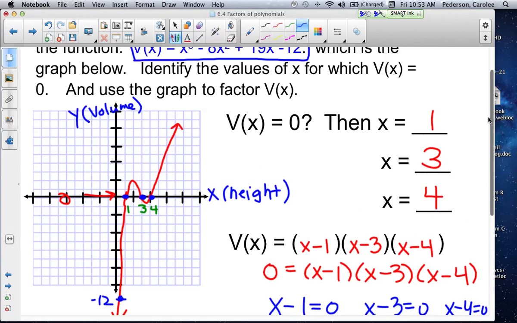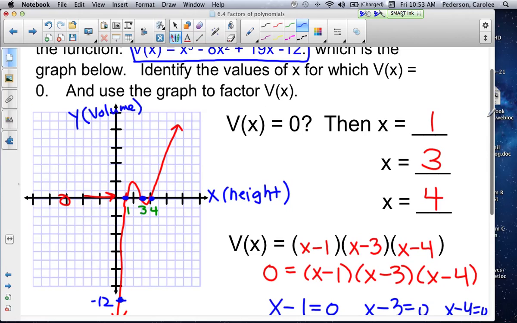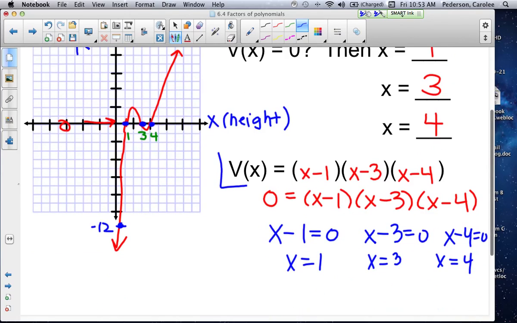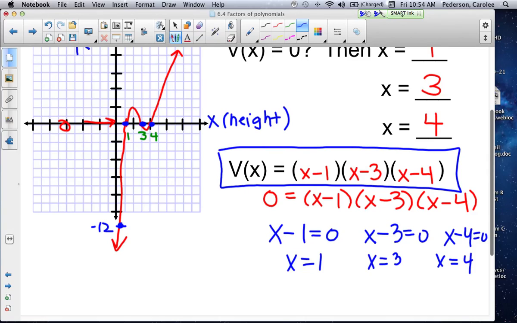So 2 parts to that. Identify the values for which the volume would equal 0, so those are your x-intercepts, 1, 3, and 4. And then use the graph to factor the volume. So now it is in factored form. Remember, that was an original cubic function.